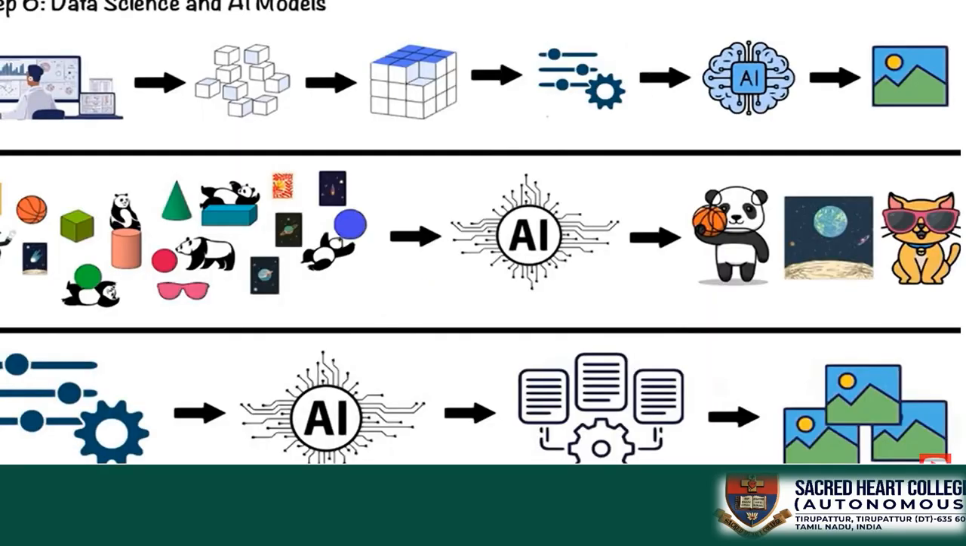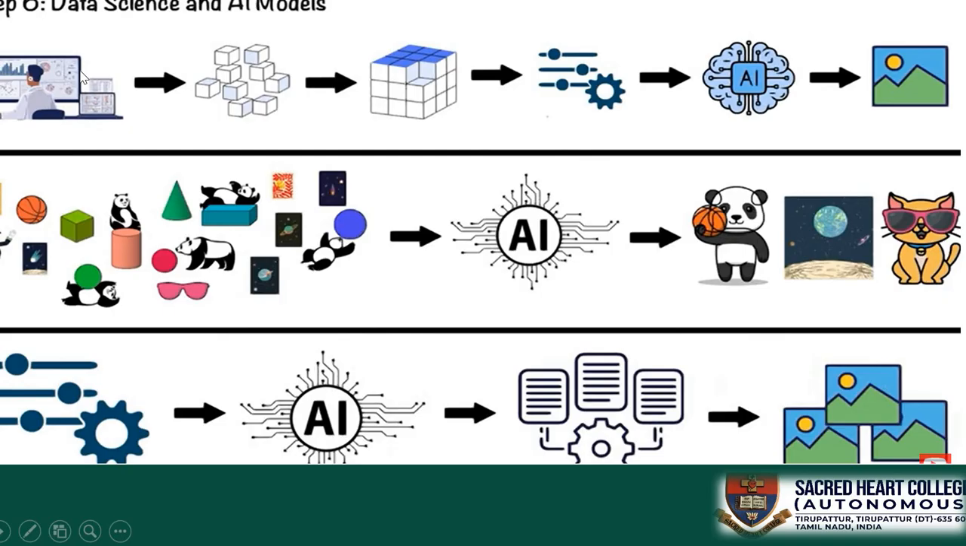So the next step is step 6, data science and AI models. Here it highlights how AI processes data to generate meaningful outputs. Here's a structured breakdown of the 3 sections in the diagram. The first row is the AI model training process, the second row is AI processing unstructured data, and the third one is AI model optimization and output.